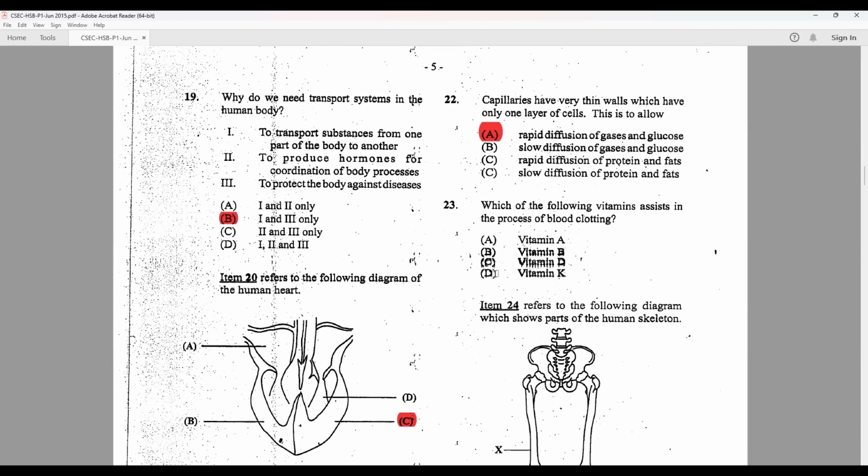Which of the following vitamins assist in the process of blood clotting? That is vitamin K, which the answer is D. So vitamin K, the answer is D.